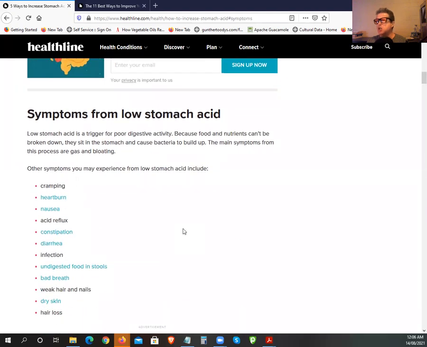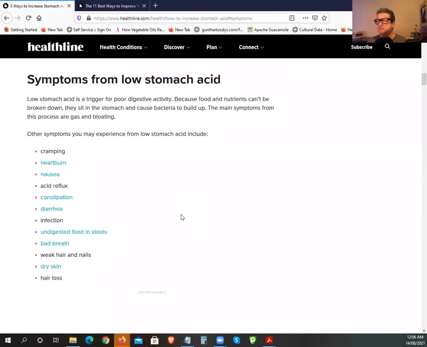Symptoms from low stomach acid: cramping. Many people in their days of eating a lot of plants experienced all these wonderful effects: cramping, heartburn, nausea, acid reflux, constipation, diarrhea, infection.